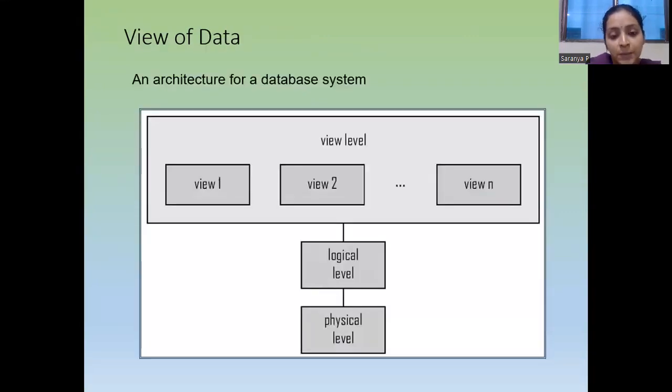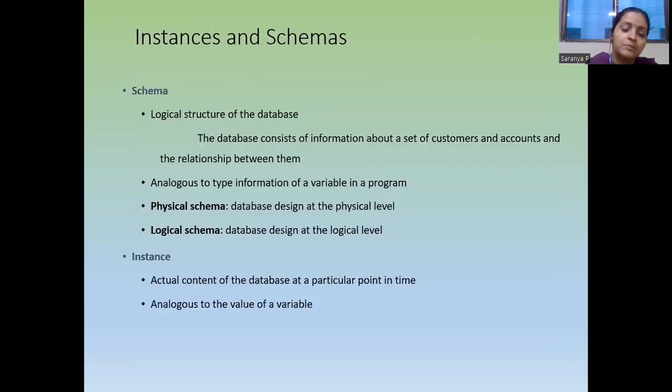This is a diagram which depicts the different levels of abstraction of the database. The number of view levels will differ depending on the number of users. Some terminologies have been listed here in DBMS: instances and schemas. A schema is the logical structure of the database. The database contains information, and the relationships among the data are also defined within the database. That is said to be the schema. There are two types: physical schema and logical schema. When it is defined at the physical level, it is a physical schema. When it is defined at the logical level, it is a logical schema.